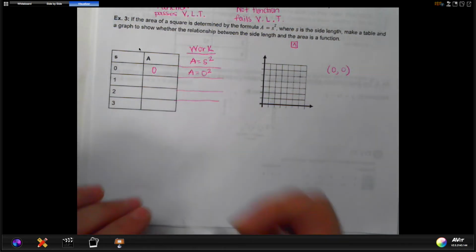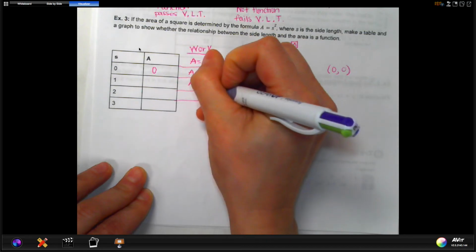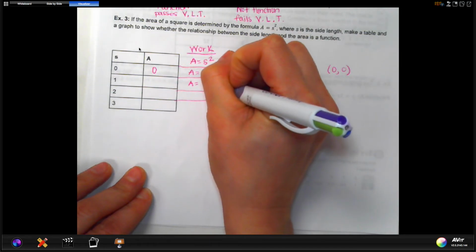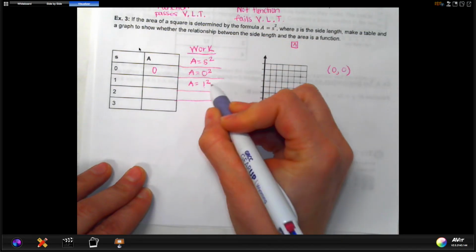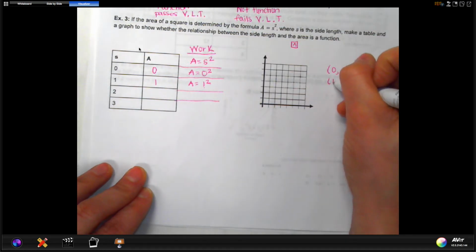Okay, let's do another one. The next one is 1, so we're going to do A equals 1 squared. Okay, well, 1 squared, 1 caret 2, or 1 times 1 is 1. So my next ordered pair is 1, comma 1.